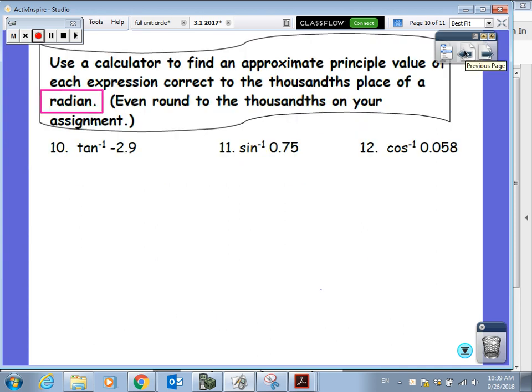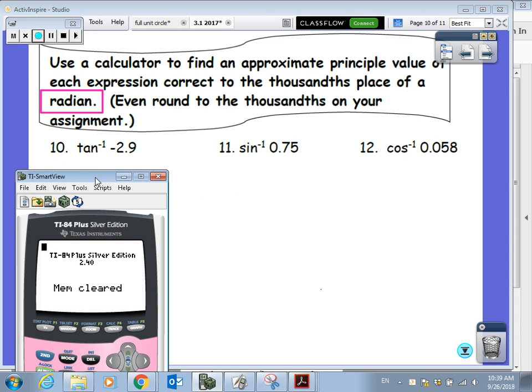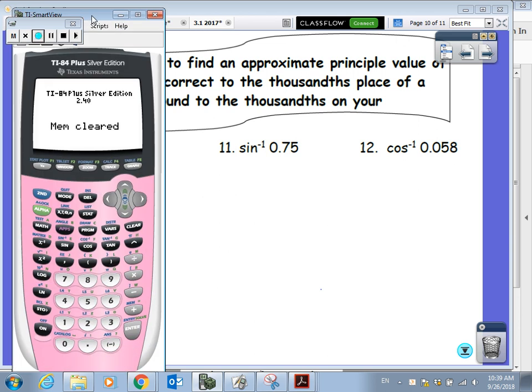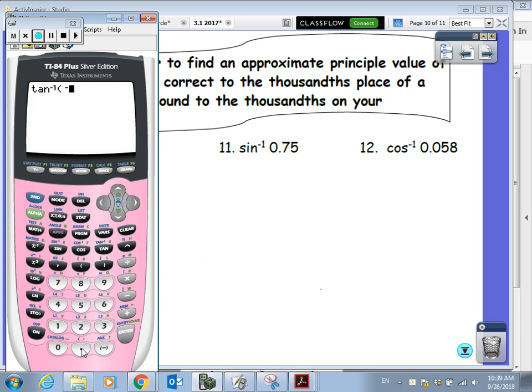These directions tell us radians, so all that means is our calculator needs to be in radian mode, which, when we clear it, it defaults to radian mode. And so then we just type in the inverse tangent. So second tangent, negative 2.9. And there's your answer. Round to the thousandths, negative 1.239. You always round to the thousandths when necessary.